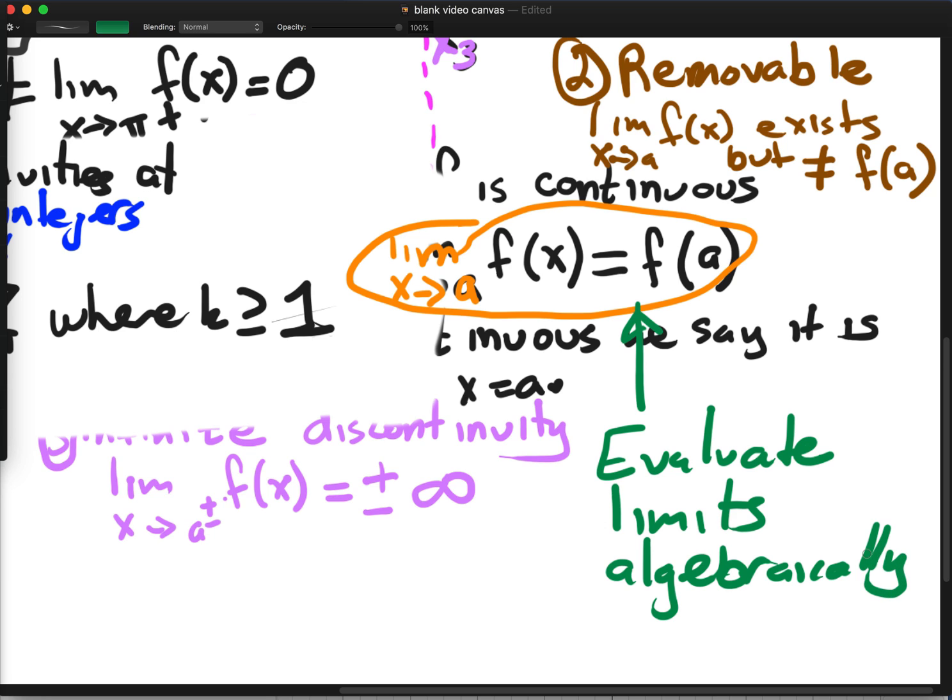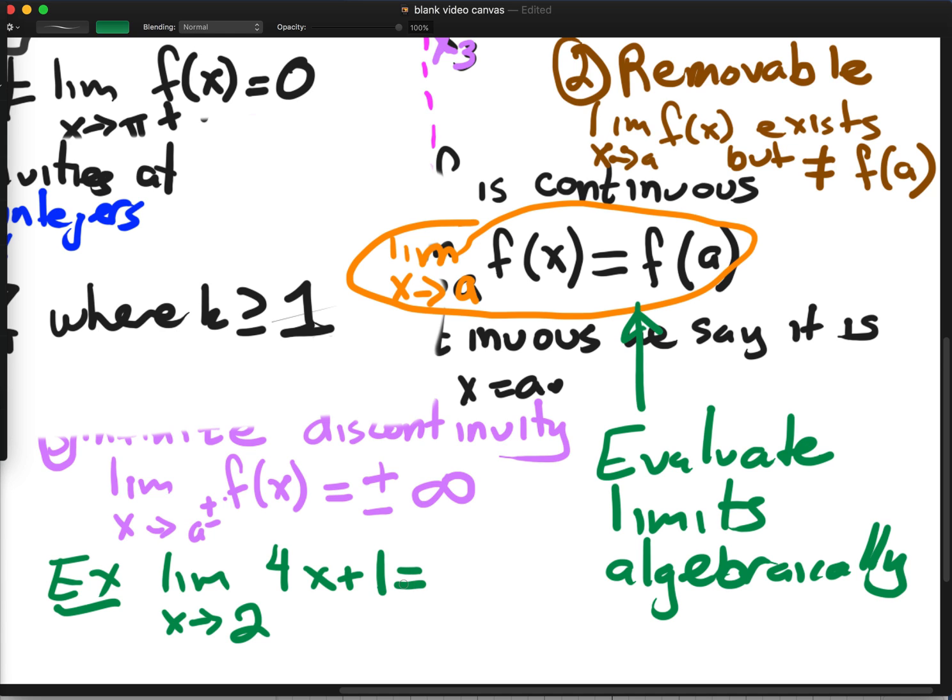As long as the function is continuous, right? So if I have a function that's continuous and I'm asked to find the limit. Let me give you a really easy example. Example: find the limit as x approaches 2 of 4x plus 1. What does that equal?